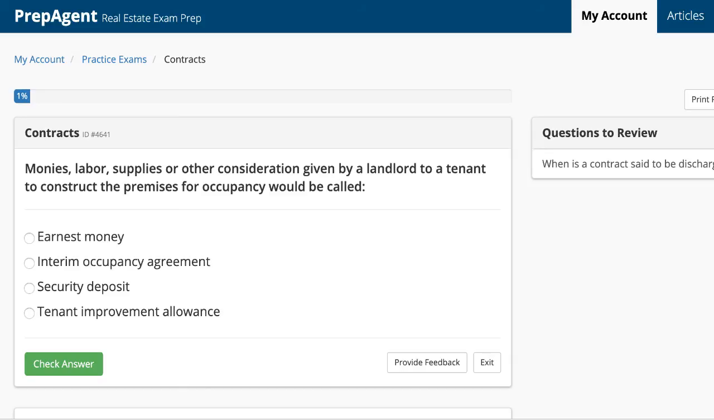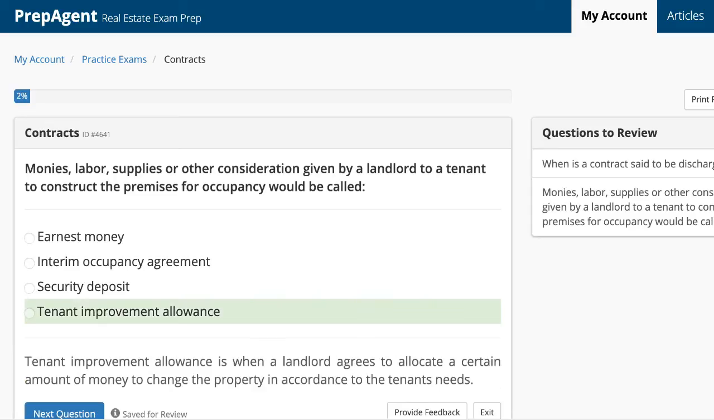Monies, labors, supplies, or other consideration given by a landlord to a tenant to construct the premise for occupancy would be called A, earnest money, B, interim occupancy agreement, C, security deposit, or D, tenant improvement allowances. What do you guys think? The answer is D, tenant improvement allowances.